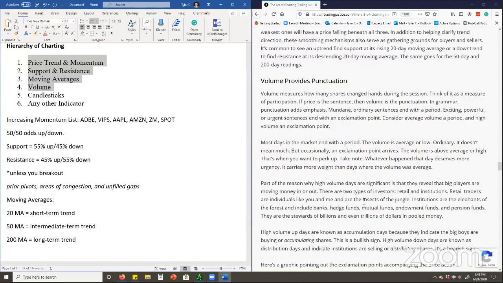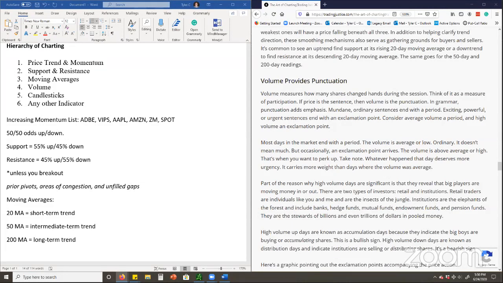So I really like comparing volume to punctuation. I think volume provides punctuation. If you think about what punctuation adds to a sentence, it adds emphasis. Specifically, what punctuation am I talking about? How about an exclamation point? When you add an exclamation point to a sentence, if it was a period, it would read, "That chart is bullish." If it was an exclamation point, it would read, "That chart is bullish!"